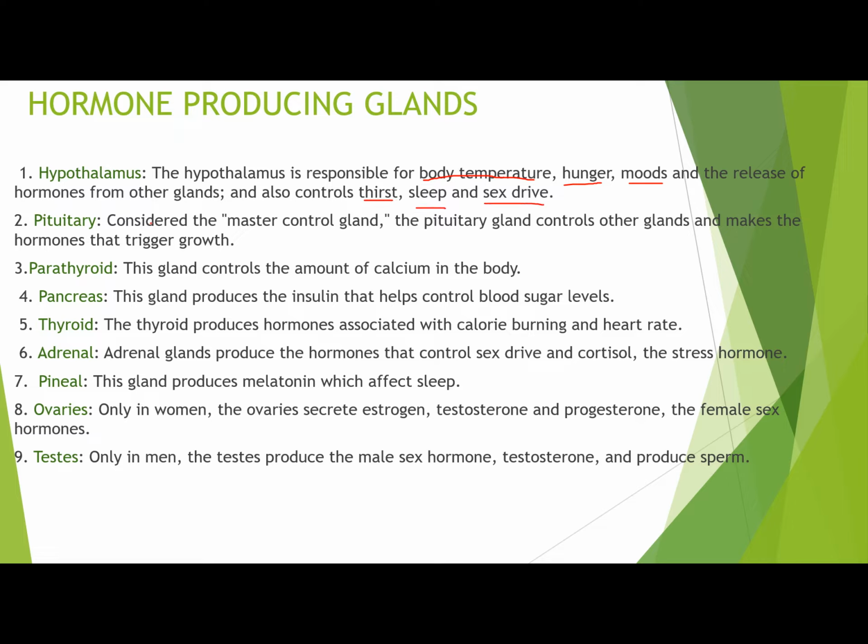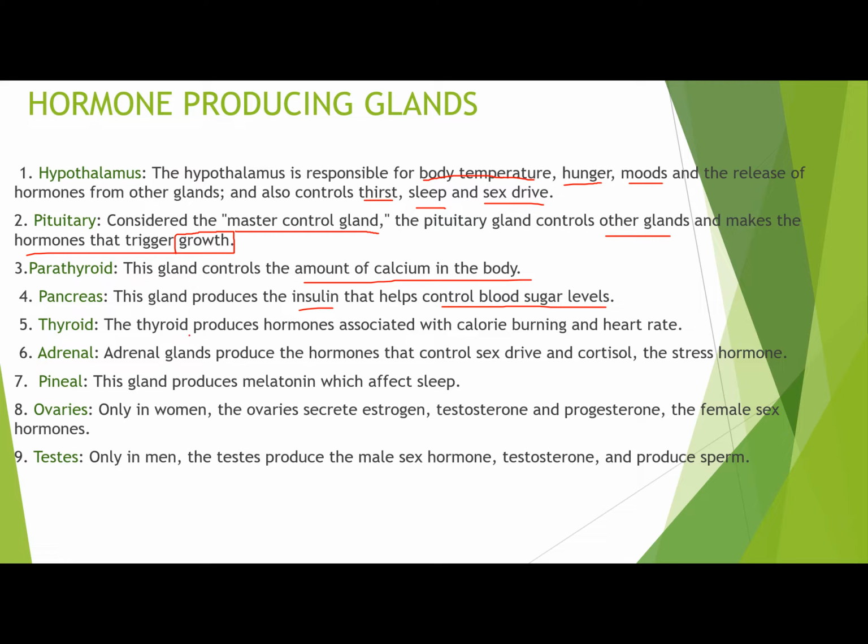The second organ or the second gland is the pituitary, class. Now, the pituitary is also known as your master control gland. This would control other glands and makes the hormones that trigger growth. Take note of that. Then parathyroid would control the amount of calcium in the body. Pancreas would produce insulin, class. If you still remember, your insulin is produced by the beta cells of the islets of Langerhans of your pancreas. They control blood sugar levels.